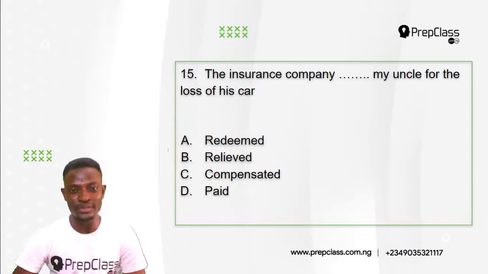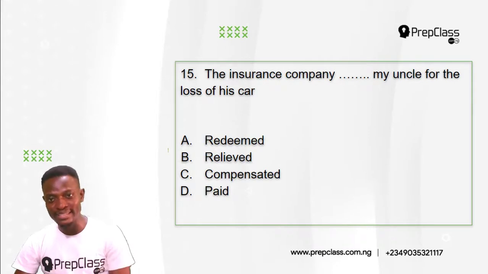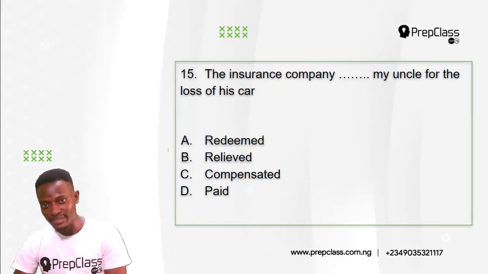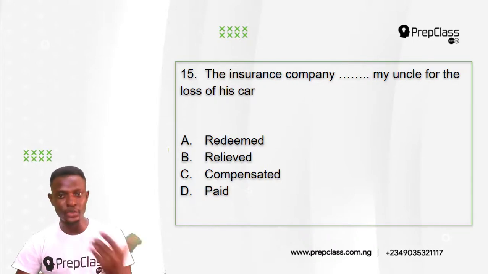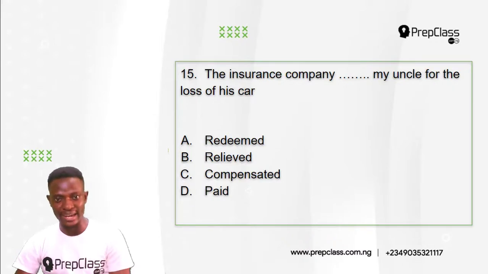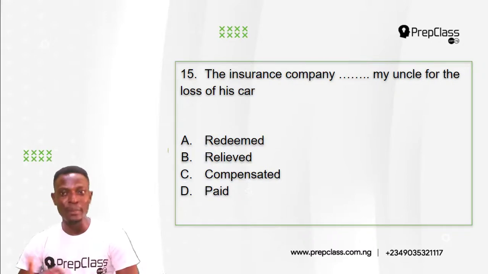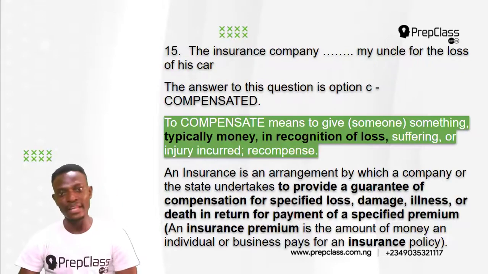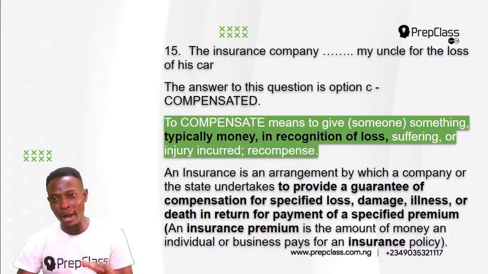Right. Moving on to the next question, question 15. Remember, we had to select the option that best completes this sentence. Question 15 reads, the insurance company dashed my uncle for the loss of his car. A. The insurance company redeemed my uncle for the loss of his car. B. The insurance company relieved my uncle for the loss of his car. C. The insurance company compensated my uncle for the loss of his car. D. The insurance company paid my uncle for the loss of his car. Now, the answer to this question is option C, compensated. The insurance company compensated my uncle for the loss of his car.